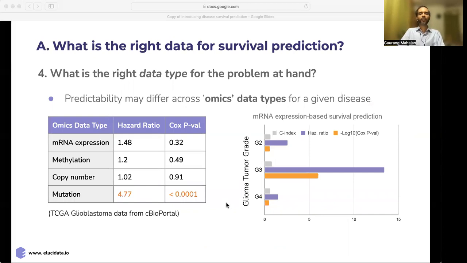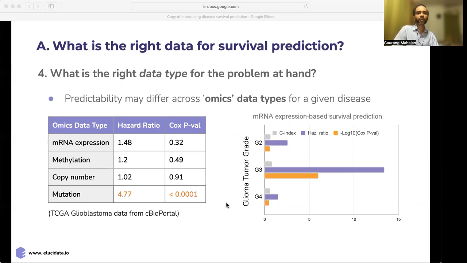After data quality comes the question of the data type that's right for your problem. Say you have a large cohort of a particular type of omics data and you would like to train an ML model to predict survival. But it's a good idea to pause and ask if that data type conveys enough information to train a prognostic model. Different data types might differ in the degree to which they inform survival prediction.